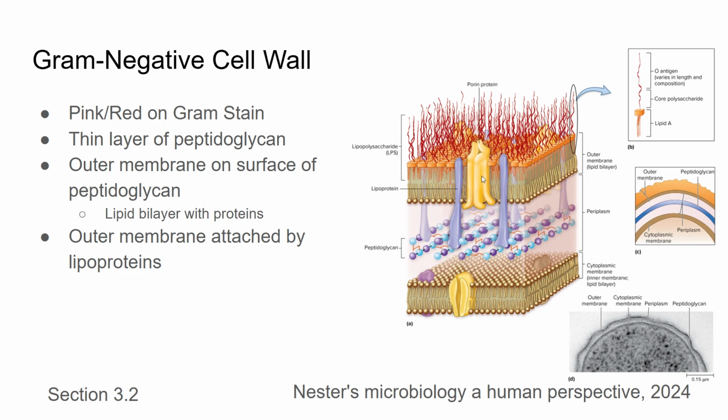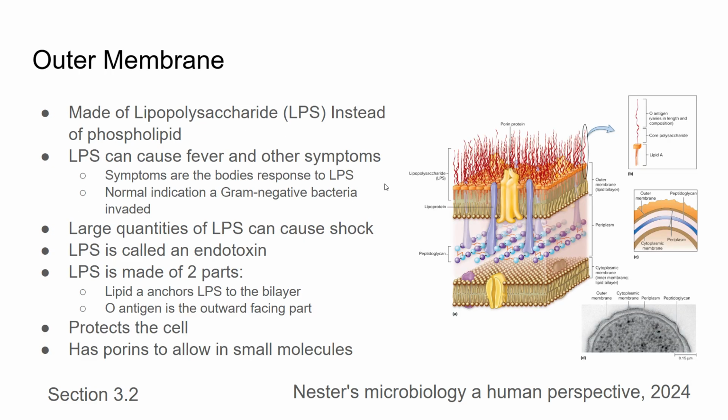Okay. And we're going to look more at this in the next slide. So the outer membrane is going to be made of lipopolysaccharides called LPS instead of phospholipids like the lower membrane. So LPS, when it's injected into animals or humans, can cause fever and other symptoms. Now these symptoms are going to be the body's natural response to LPS. This is a normal indication that gram-negative bacteria has invaded the animal.